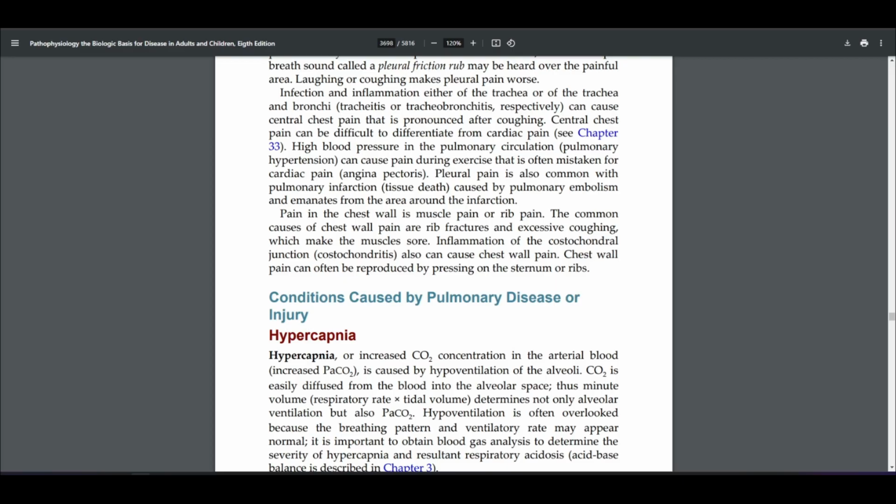Pain in the chest wall is muscle pain or rib pain. The common causes of chest wall pain are rib fractures and excessive coughing, which makes the muscles sore. Inflammation of the costochondral junction, or costochondritis, also causes chest wall pain. Chest wall pain can often be reproduced by pressing on the sternum or ribs.